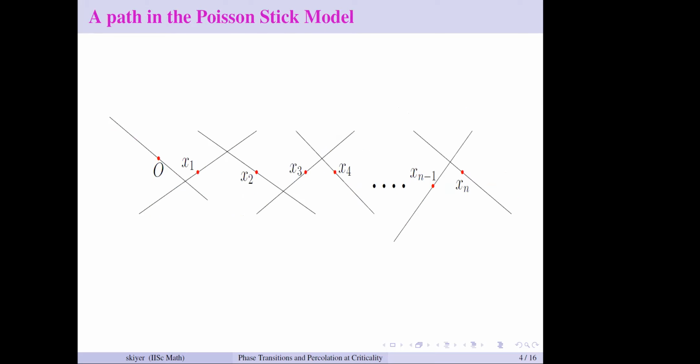Just to illustrate, this is not a very nice illustration of points in a Poisson point process, but assume that x1, x2, and so on are points of the Poisson point process, and there is, let's say, a point at the origin. These are the sticks placed at these points, and you can see that these intersecting sticks will form a path in the process. You can think of it as a graph. For example, the neighbors of x1 here are the origin and x2, but it is better to think in terms of these sticks, and that you can actually walk along these sticks. The question is, how far can you go starting from the origin?